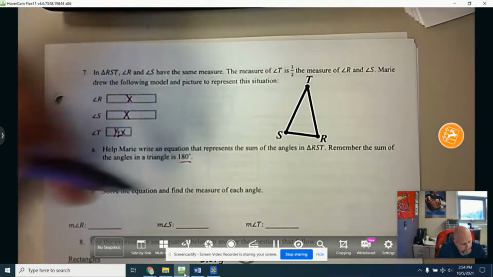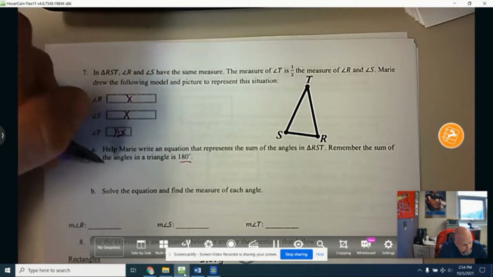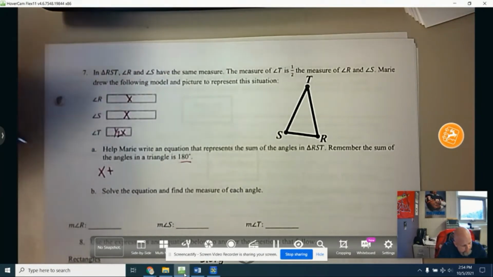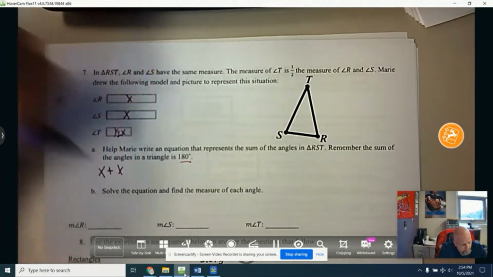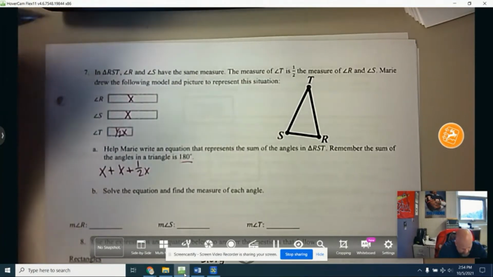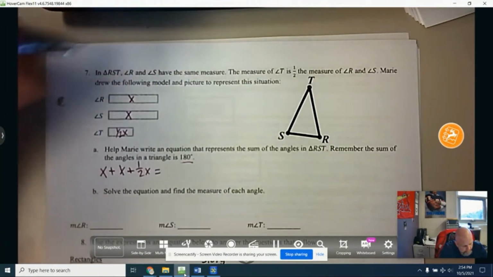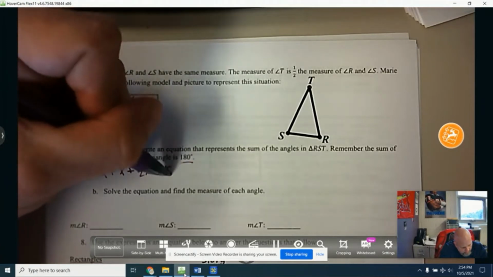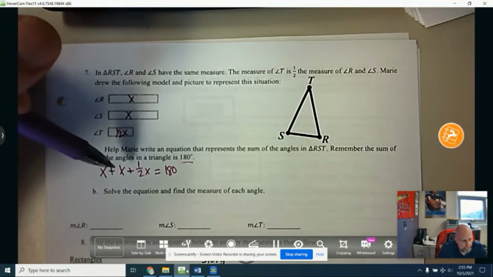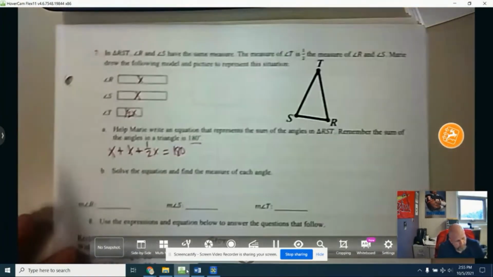Okay, if I'm going to write an equation for all of this, I could say angle R, which is X, plus angle S, which also is X, plus angle T, which we say is 1/2 X. All of those are going to come together to give a total of 180 degrees, because that's how many degrees are in a triangle. Okay, so there's my equation.